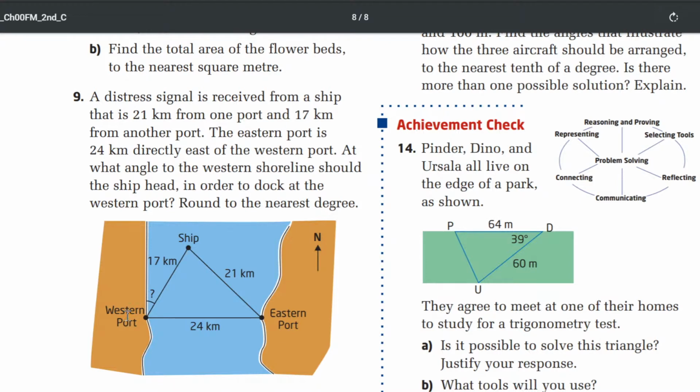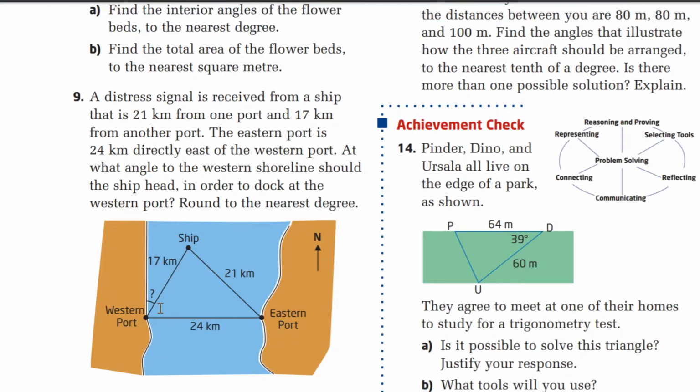So here's our ship, here's our ports. We're actually trying to find this angle outside here, which is not within our cosine law formula. Cosine law will allow us to find an interior angle, any of these interior angles. This exterior angle, though, because this east-west port are directly east-west of each other, we know this line compared to this line, this is a northern line. I'm going straight up here. So this would be considered 90 degrees.